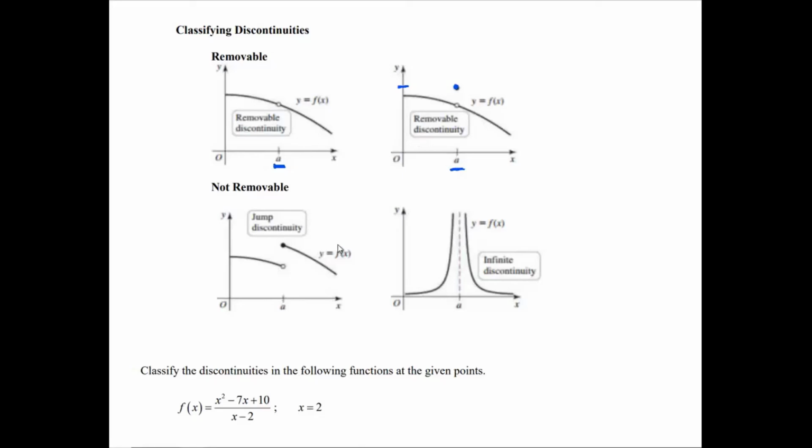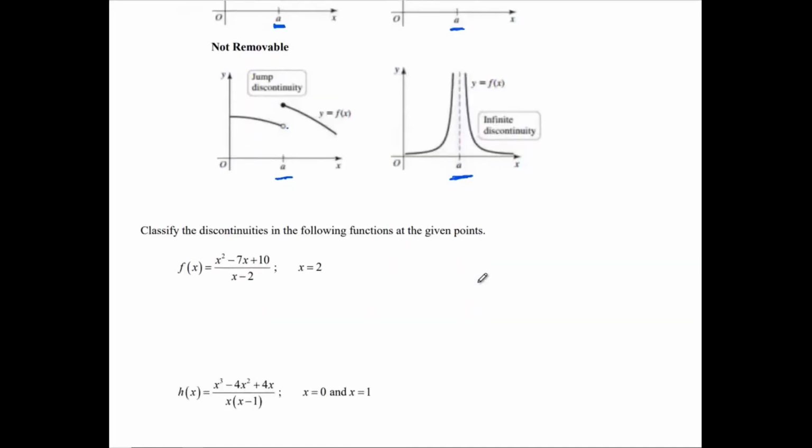Okay. Non-removable would be if the limit does not exist at A, which would be true here and here. Here we've got a jump, and here we've got an asymptote. Okay, so again, the first two are called removable discontinuities. The second one here, they're calling this a jump discontinuity because the function is jumping from here to here and then continuing. For the second one, we've got an asymptote there, so they're calling this an infinite discontinuity. Alright, so let's just take two problems here and let's see if we can figure out what those would be.